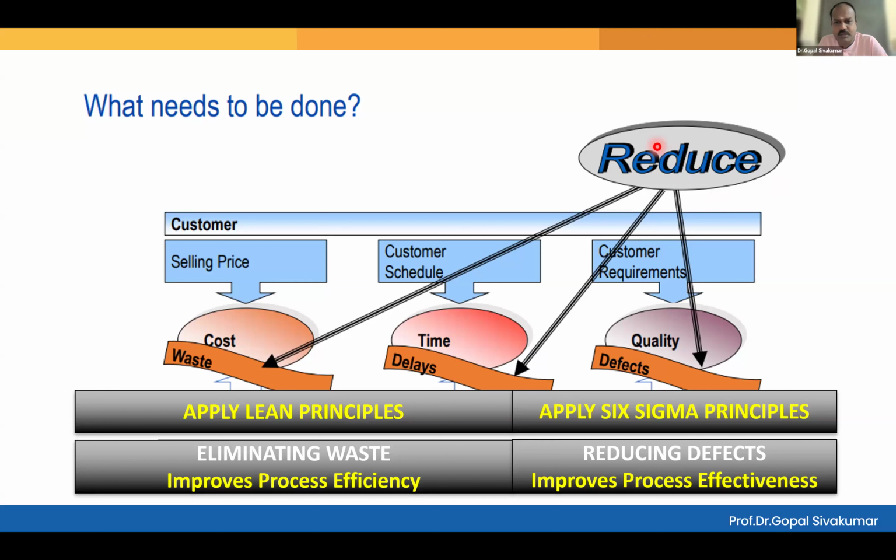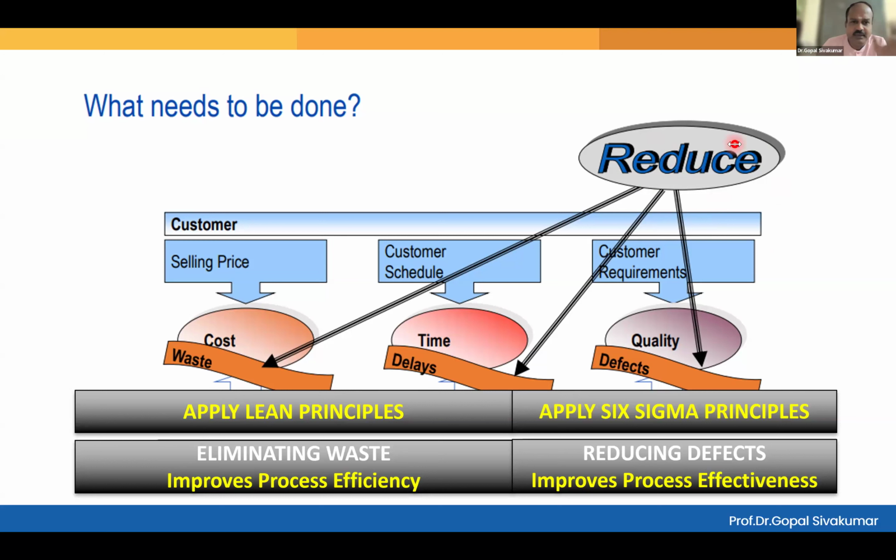And in return, what will happen? If you eliminate all forms of waste, the efficiency will go high, right? It will improve the efficiency. And similarly, eliminating the possibilities of defects will improve the effectiveness. This is what we discussed yesterday, isn't it?